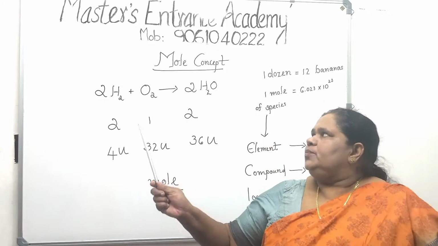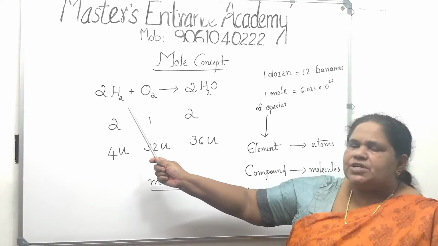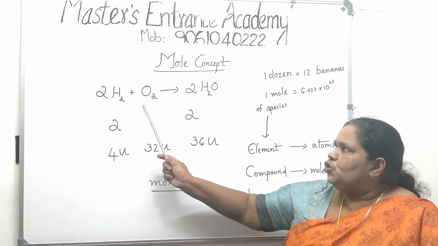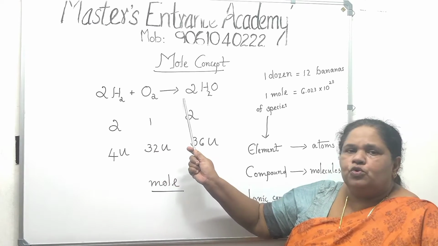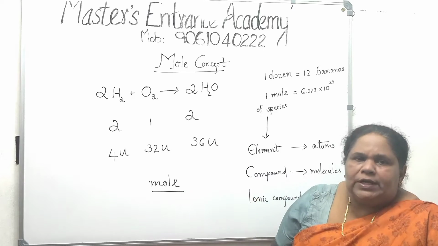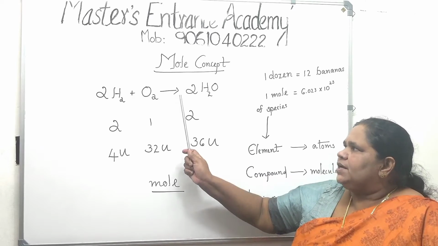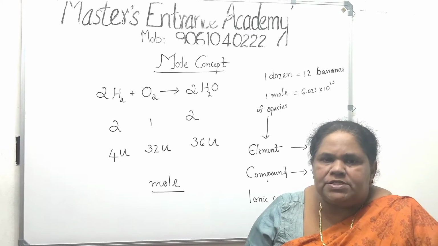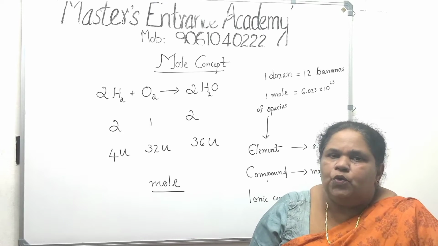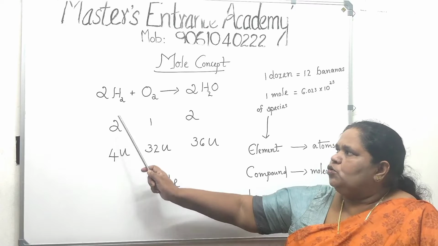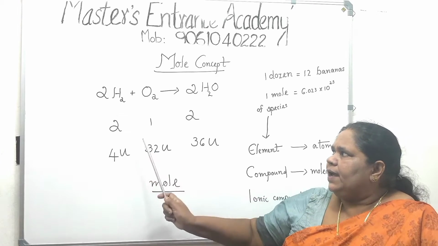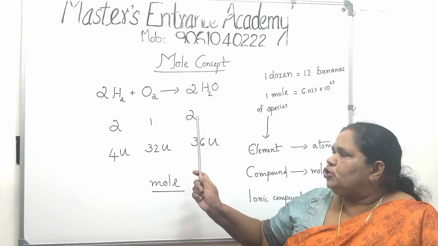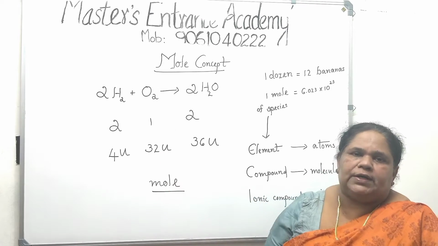Look at the board. One chemical reaction is given here. 2H2 plus O2 gives 2H2O. What is happening in this reaction? If I were to give the answer, surely I would say two molecules of hydrogen react with one molecule of oxygen to give out two molecules of water.